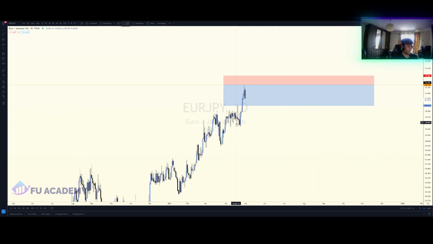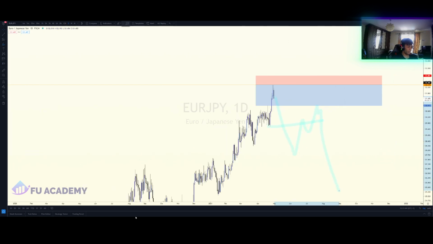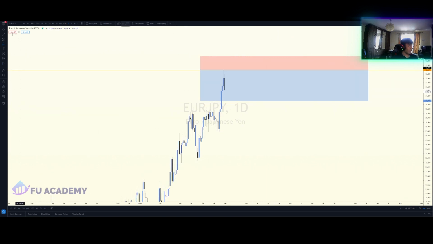Okay, for me, Euro JPY is still not considered bearish until it breaks this low right here. Okay, and this would be considered my break of structure. Once it breaks this low, maybe we see some distribution right here, and then we look for further down prices.